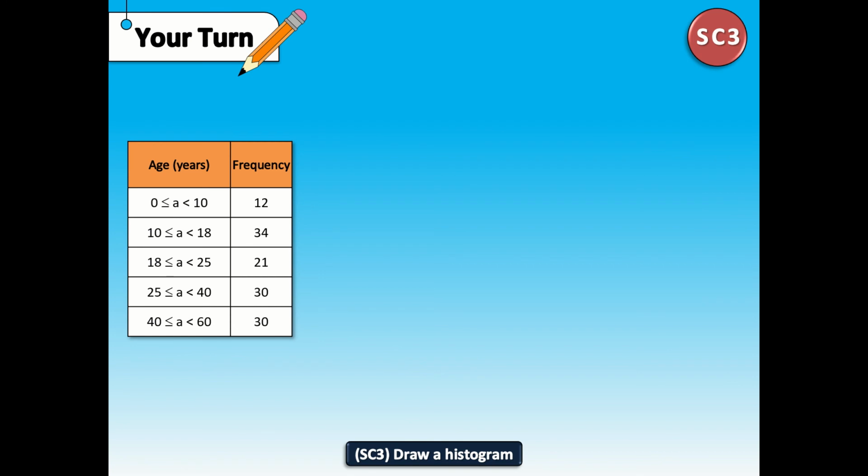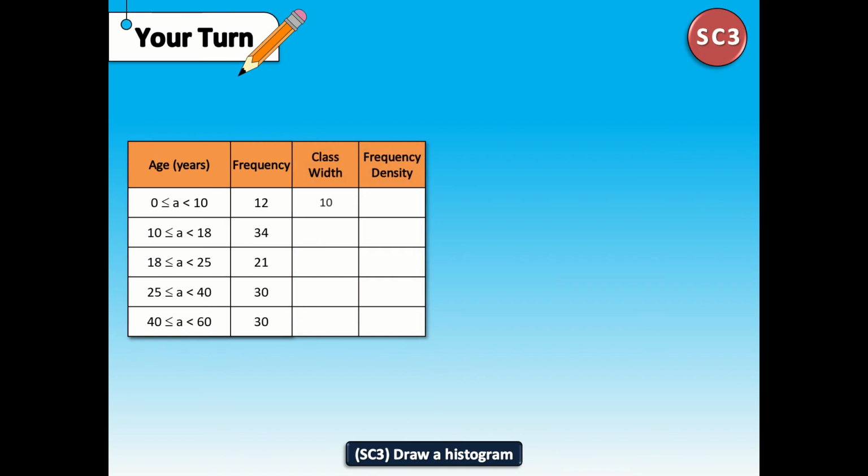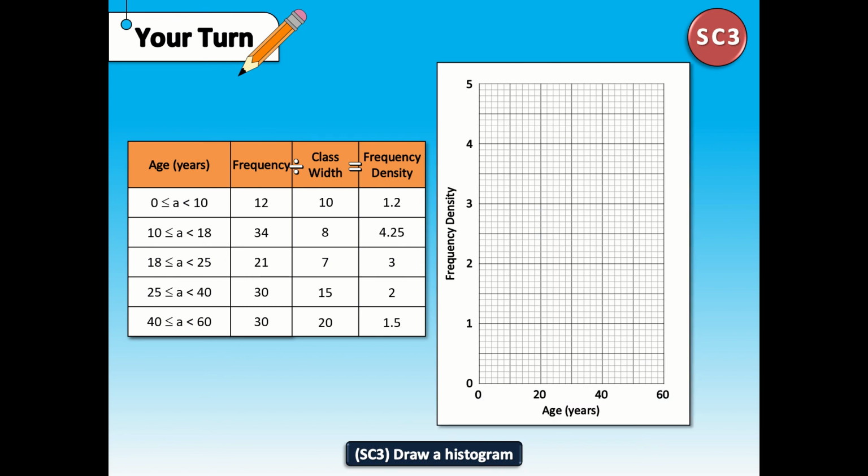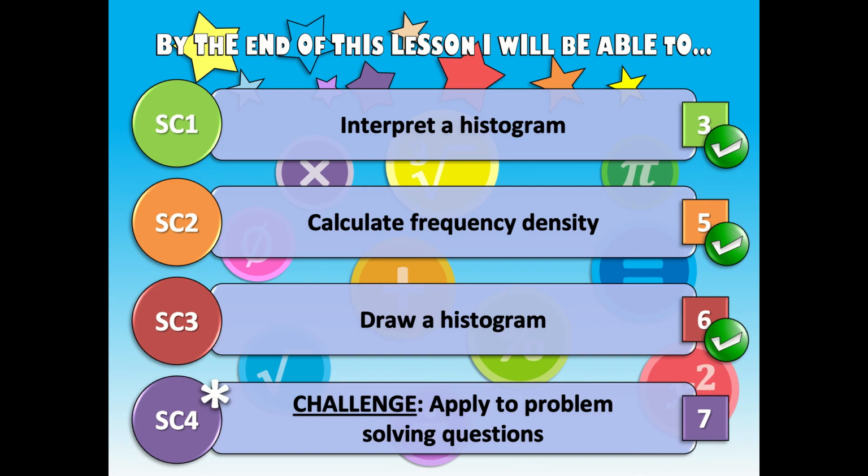For the amber question, work out the class width, then work out the frequency density, and then draw your histogram. So your histogram should look like that. And now we've completed success criteria 3.